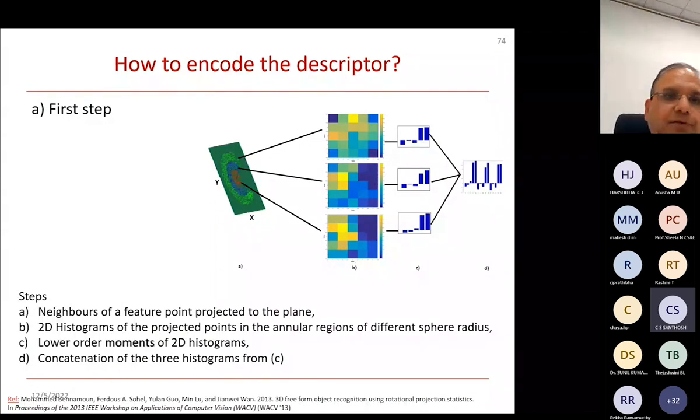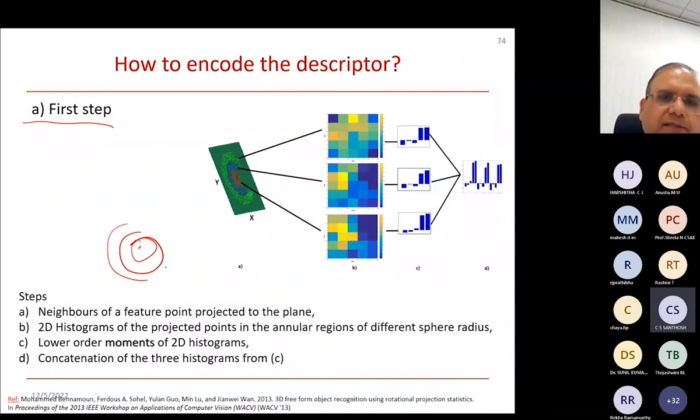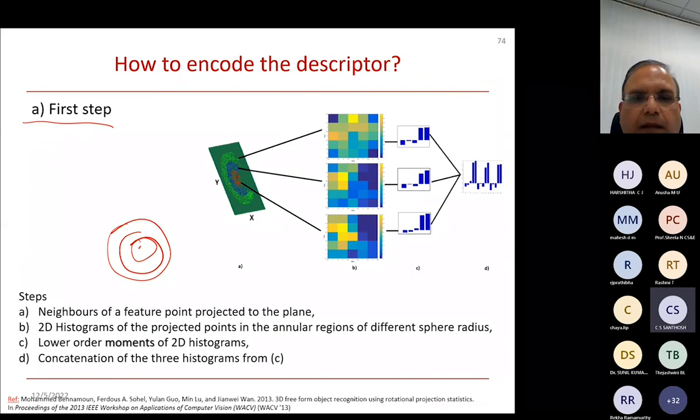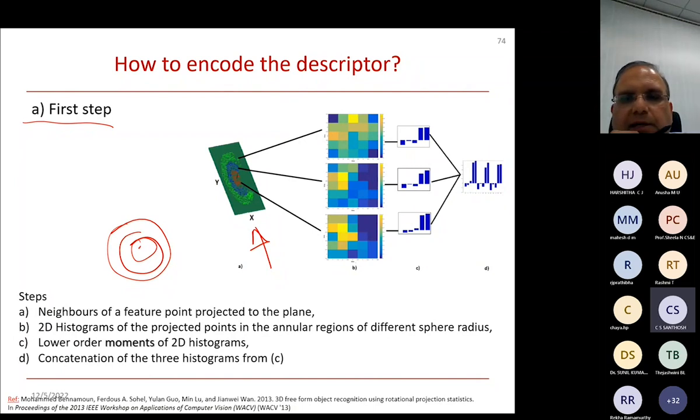This has multiple steps. In the first step, we consider a key point, and around that key point we consider concentric circles, or you can say concentric spheres. We try to see how many points are falling in those concentric spheres. This is one example. You have considered a point, and around that you have considered these spheres of different radii, and then you have computed the points that are falling in them. So you will get some structure like this.